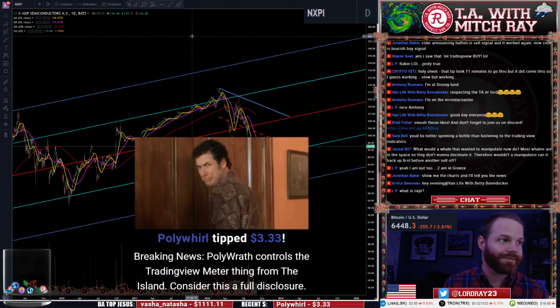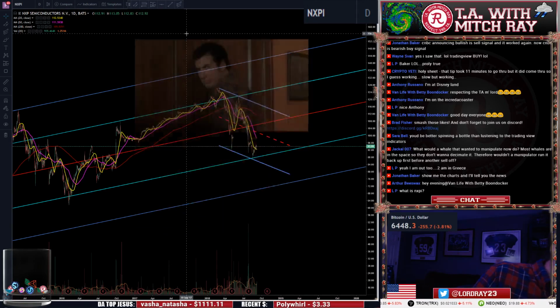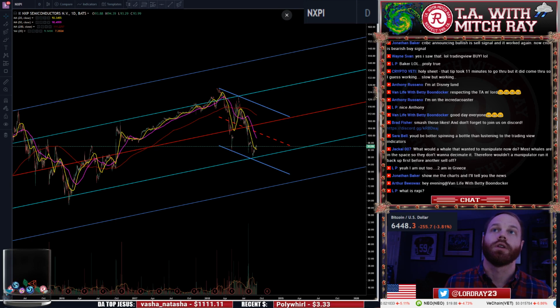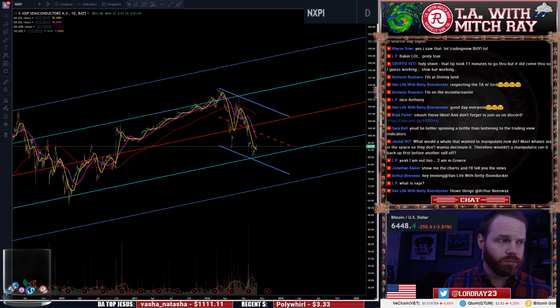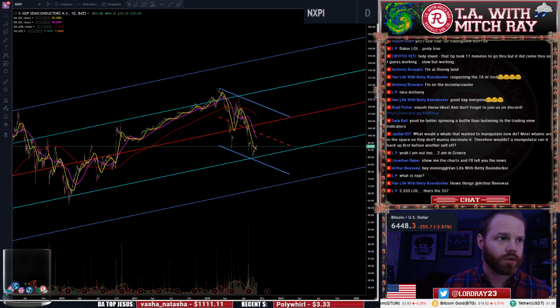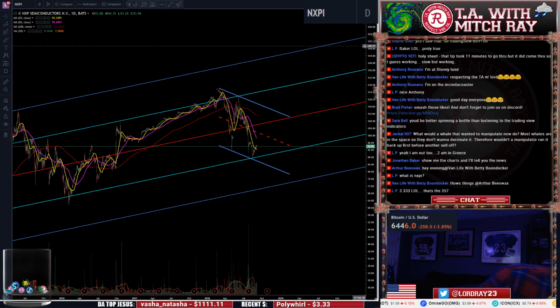Oh, you like the new 333s? Breaking news. Polyrath controls the TradingView meter thing from the island. Consider this a full disclosure. Oh my god, man. It's gonna be legendary, dude. Seriously, man. And we can't get the McAfee army on him. Well, maybe we can. He's probably the closest person to him, right? So does someone want to text McAfee and tell him to summon his army to head on over to Polyrath's island? Thanks a bunch. Yeah, the 333s, I just changed it. I was tired of the stupid little capsule thing that was so small and weird. I know it was animated, but now when you tip 333, a little Tron Connect emblem goes in the jar. So, whatever. It's crypto, man.